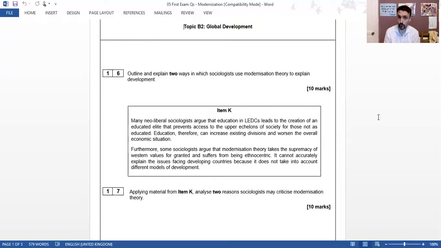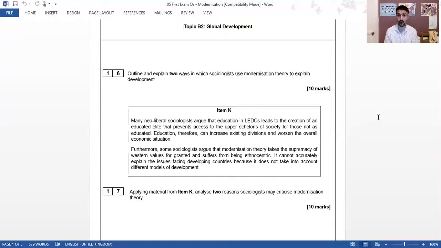The next question is something a little bit different. Like the essay question, the 20 marker that you've been doing for families and households, this carries with it an item, but it's only 10 marks. It will always appear second. It will always be question 17. It will always, by the way, be item K.